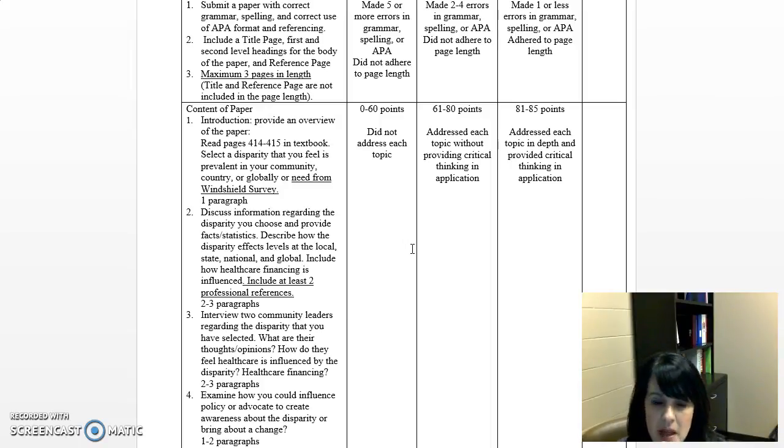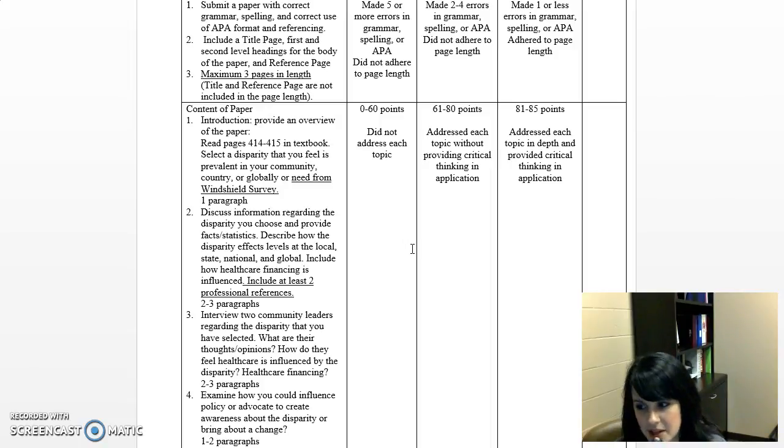Part number 3, I want you to interview 2 community leaders regarding the disparity you have selected. It may be different for every person. Maybe I've selected unemployment, so I may want to interview the mayor or some type of council person in my community. Maybe I'd want to interview the CNO at the hospital, or a director of a unit. Maybe I want to interview the nurse that runs the county health department. Based upon your disparity, select 2 community leaders that are affected by that area.